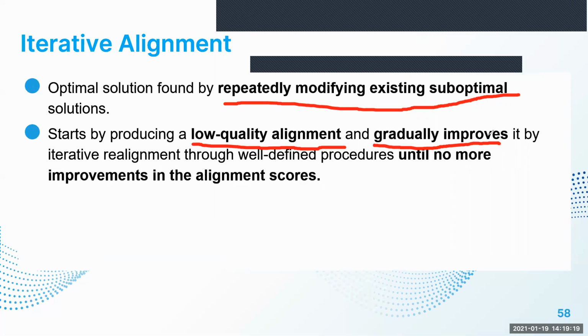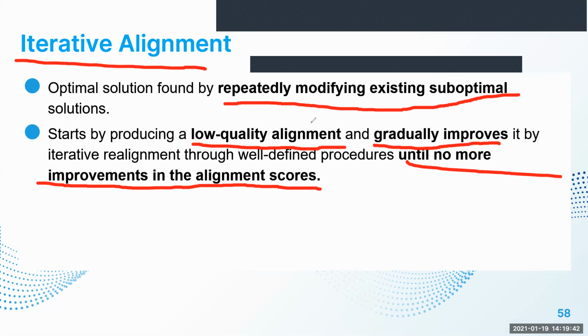Not like the progressive one. In the progressive one, if you put a gap or make some bad decision, that will last long. But here, we can have a low quality alignment and gradually improve it. So we iteratively try to get the optimal alignment. We do that until there are no more improvements. If you find an improved alignment score, then you go for the next iteration. For each sub problem, you improve it, gradually improving the solution.